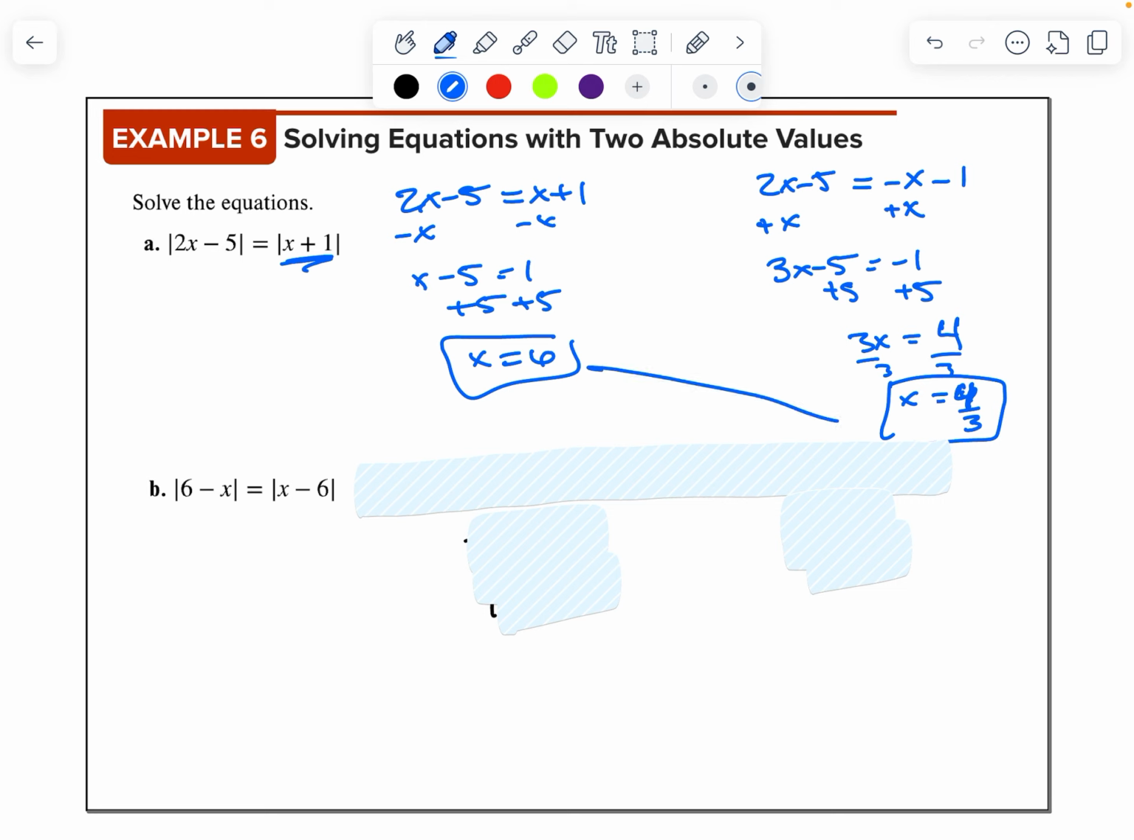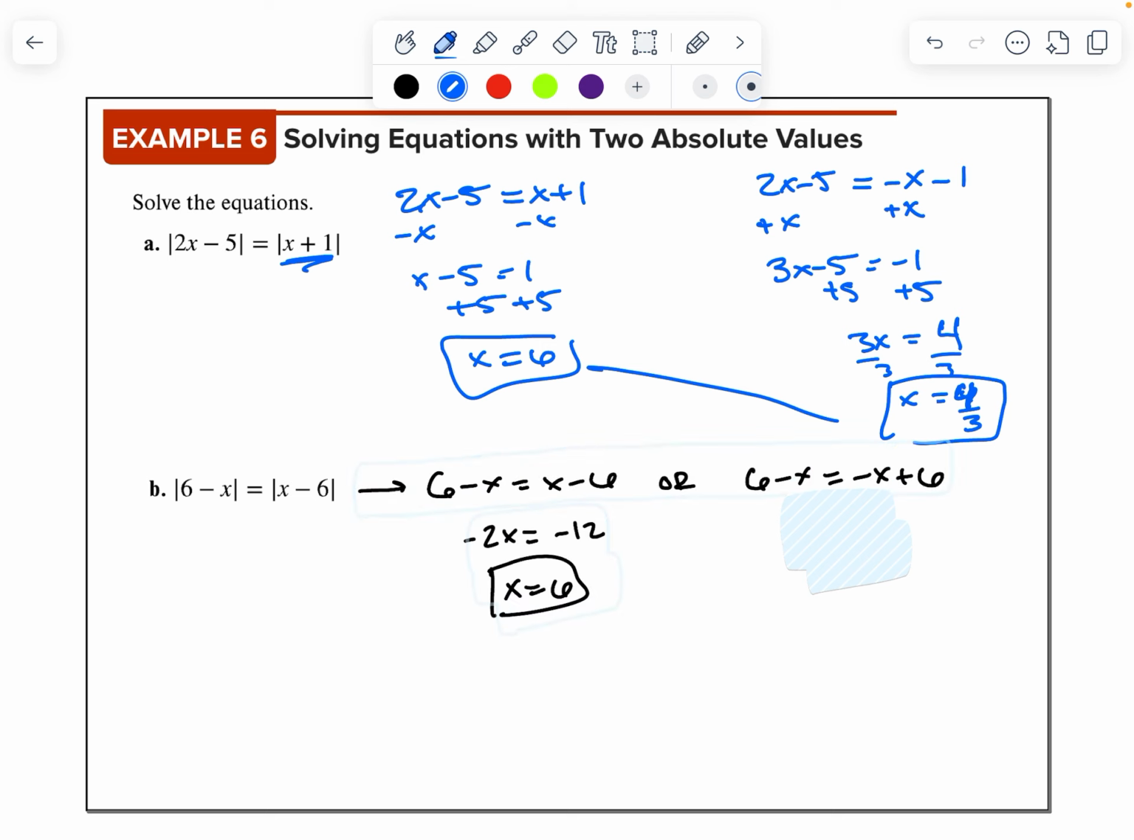We get two solutions. We should check them and make sure they work. In this case, I believe that they will. The same thing on the second one, if you want to pause it. Here's your two equations. Here's the solution to the first. Here's the solution to the second. Notice on the second one, we just get 6 equals 6.